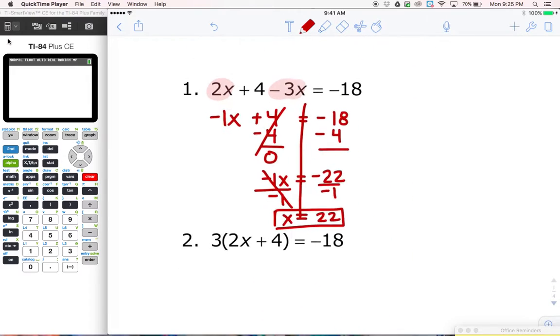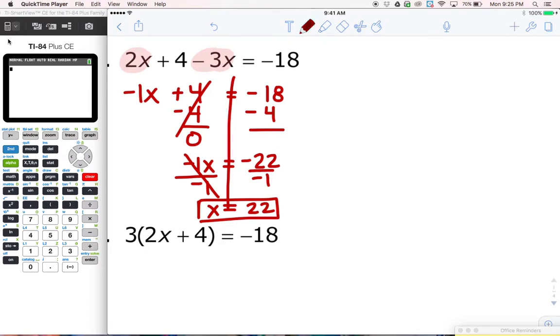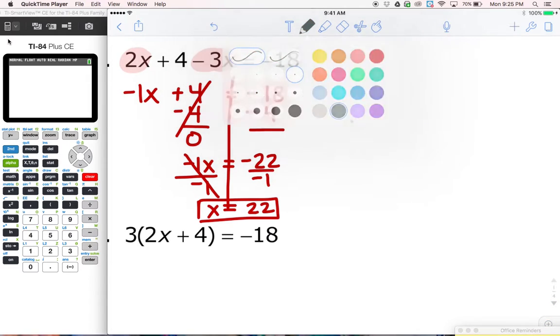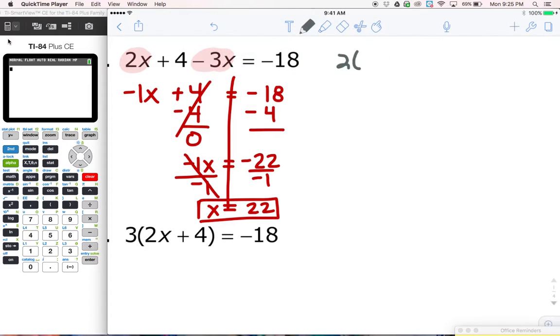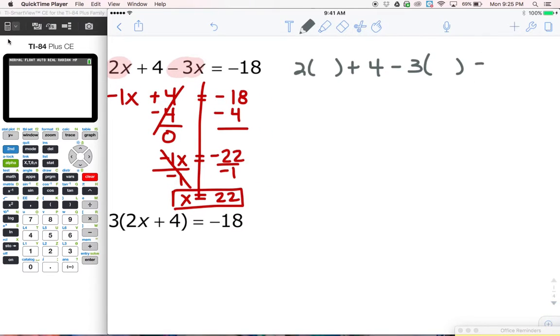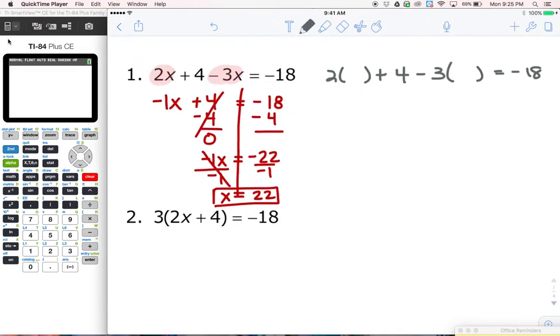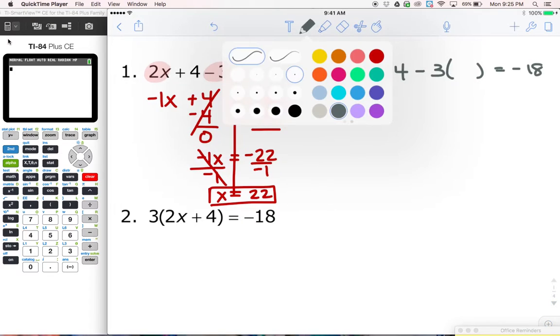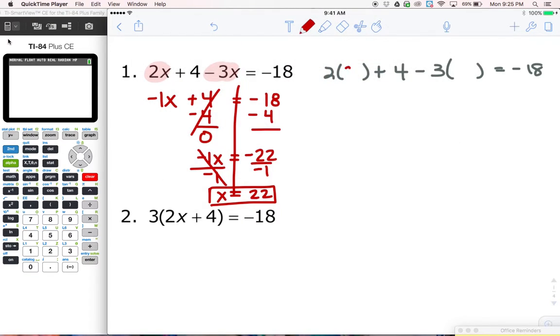Don't forget to check your answer really quickly and easily. Instead of x, we're going to use the number we think x is. And in our case, what do we think it is? Well, we think that it is positive 22. So we're going to use 22 for our x value.